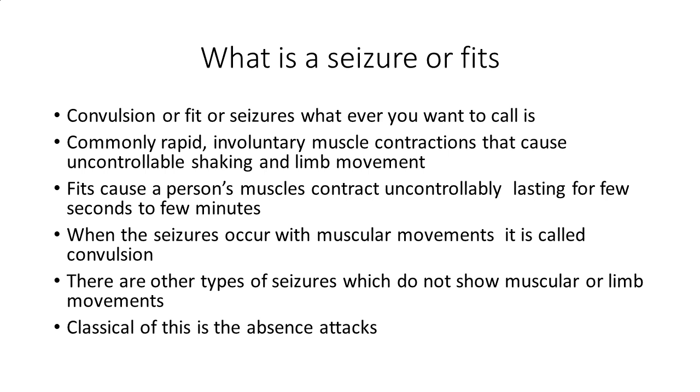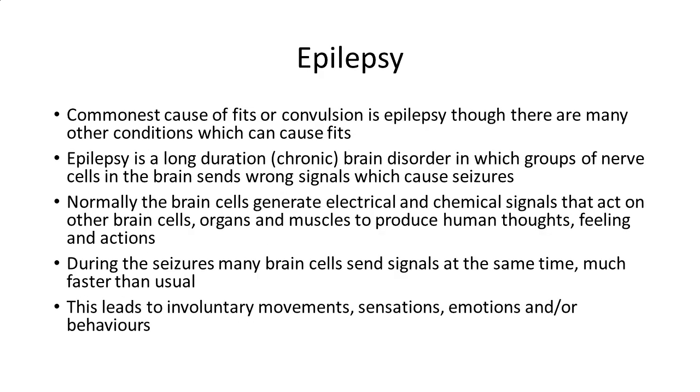When the seizure occurs with a muscular movement, it is called convulsion. So there are seizures where there is no muscular movement. What you see as a muscular movement, which is commonly called as fits, is only a part of a group of diseases called seizures. There are other types of seizures which do not show muscular or limb movement. The classical example of this is an absence attack. We'll look into it as we go down.